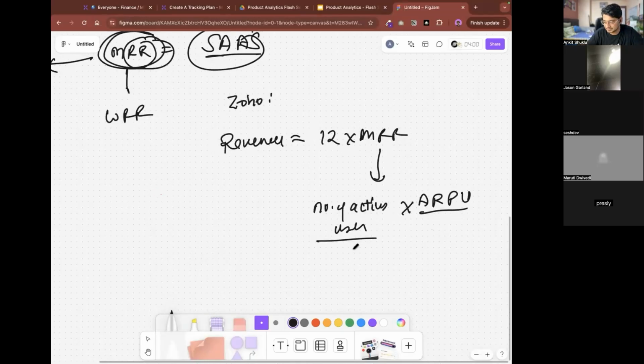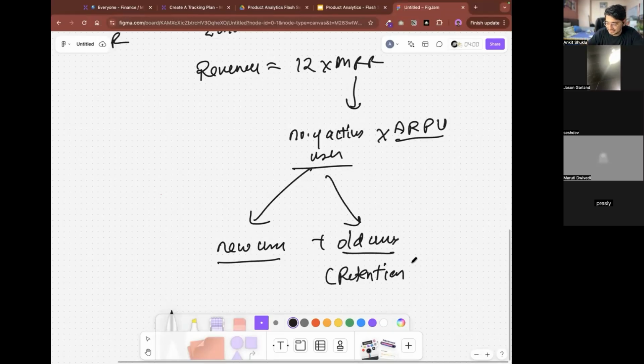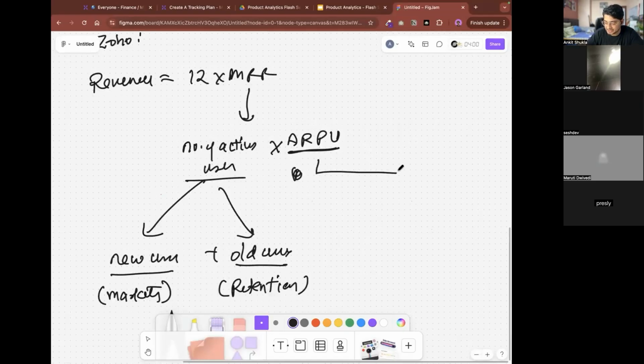And the number of active users is equal to new users which are acquired this month plus old users. Old users are those who have been there from more than a month ago, which is your retention. New users are the ones coming from marketing. And average revenue per user is the money that you make from one user. If you want to understand the average revenue, you will understand the money they are paying for feature one, feature two, feature three or feature four.